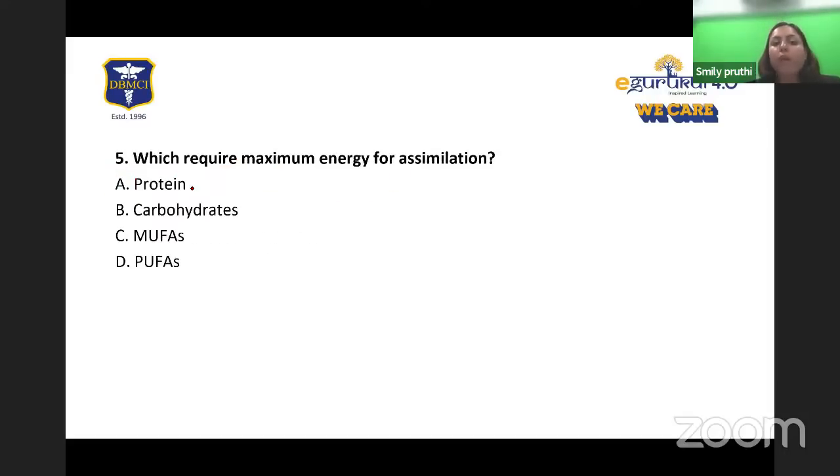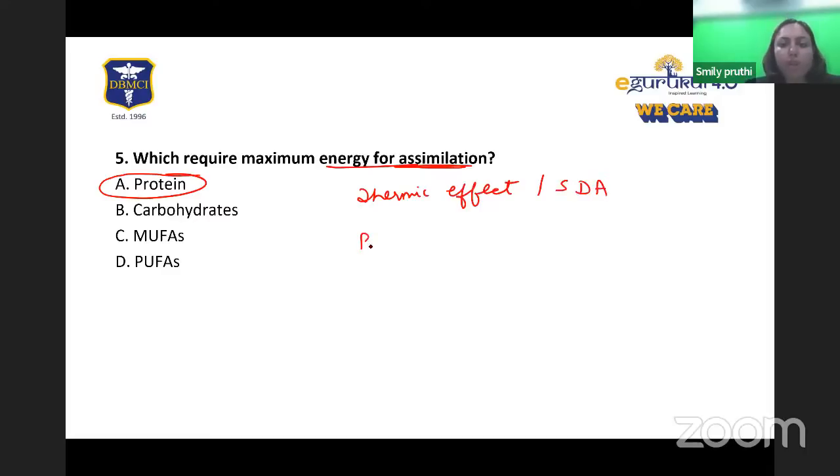Then, which requires maximum energy for assimilation? Maximum energy for assimilation or absorption. So this is proteins. Proteins are high on thermic effect. This is also called thermic effect or specific dynamic action. This is maximum for proteins, then for fats, and then for carbohydrates, right?